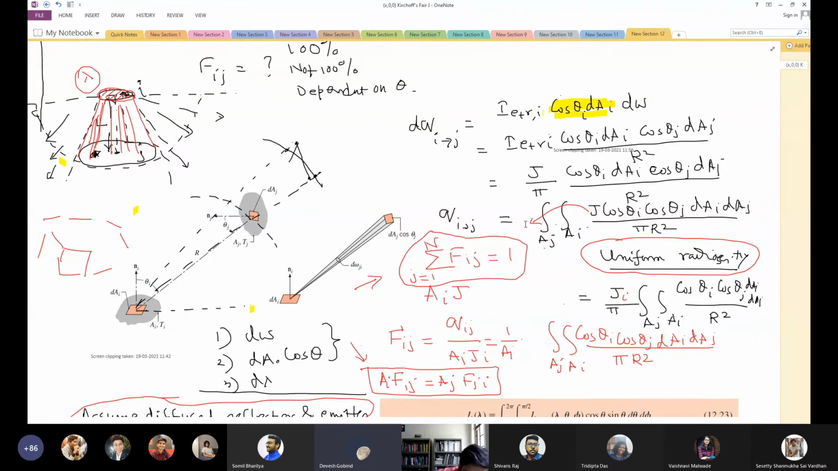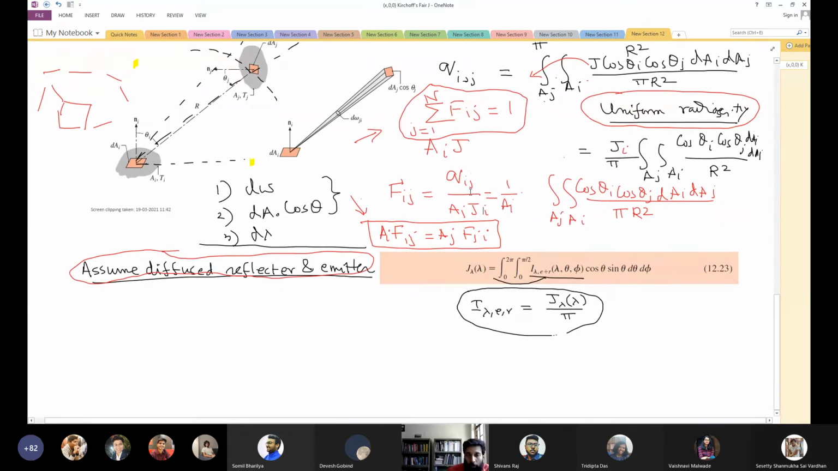Okay, good. So what we talked about is two different surfaces in three dimensions, talking about solid angle. But you will see that these integrations are not so easy. So that's why we are given a two-dimensional problem where you need to find the view factor between two-dimensional bodies. That means two lines. This is Li, this is Lj, and what is the view factor?